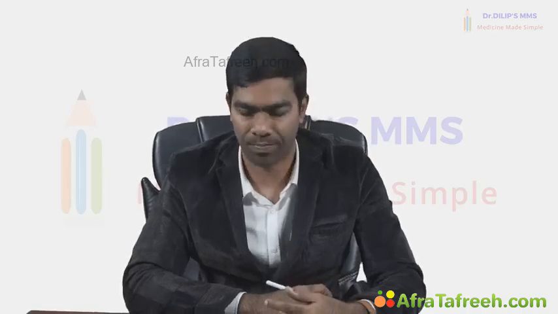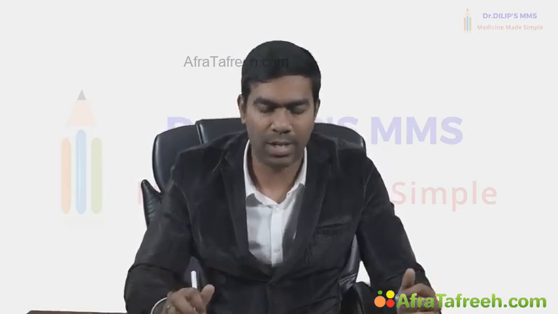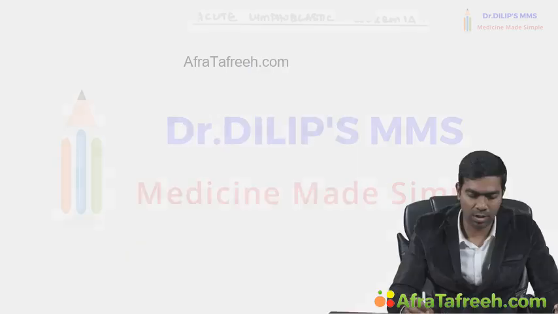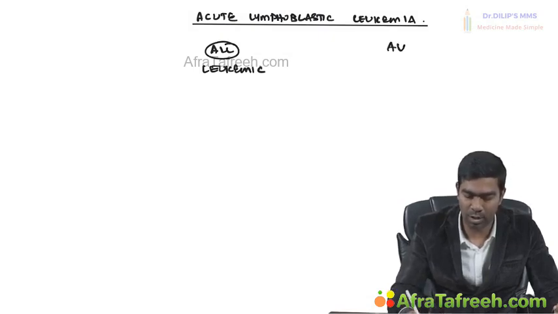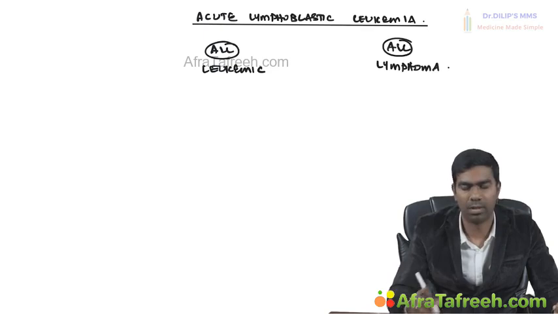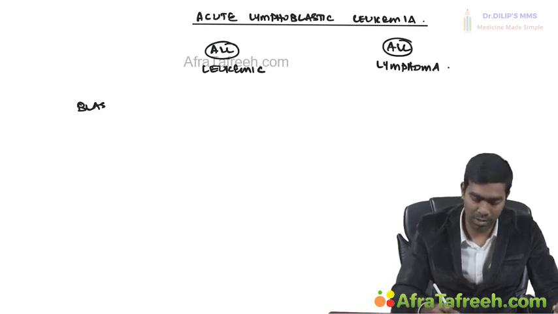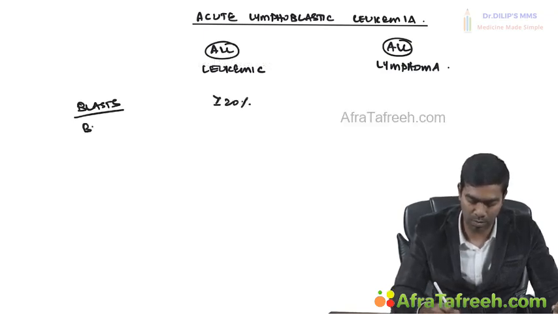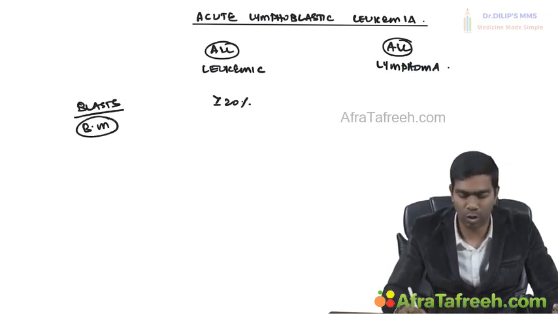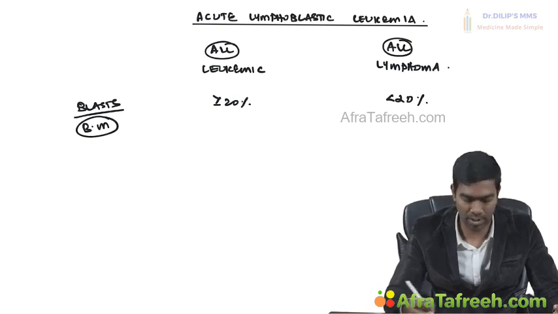But anyway, without wasting much time, let us move on to ALL, because these epidemiological facts we have already seen and covered in the basics of leukemia. In acute lymphoblastic leukemia, one important thing to note is the difference between an ALL of leukemic type and acute lymphoblastic lymphoma, that means ALL of lymphomatous type. Ideally it comes from the blast count. The blasts tend to be more than or equal to 20% in the bone marrow in ALL of leukemic type, and less than 20% in lymphomatous type.